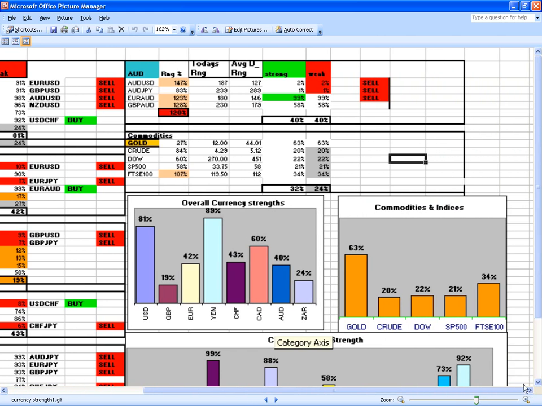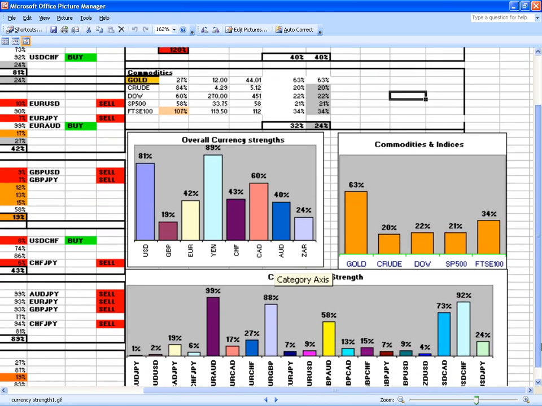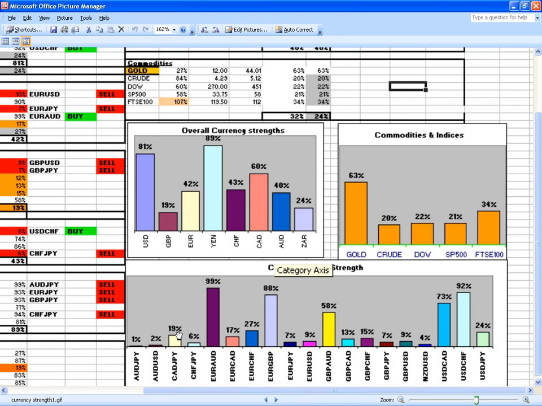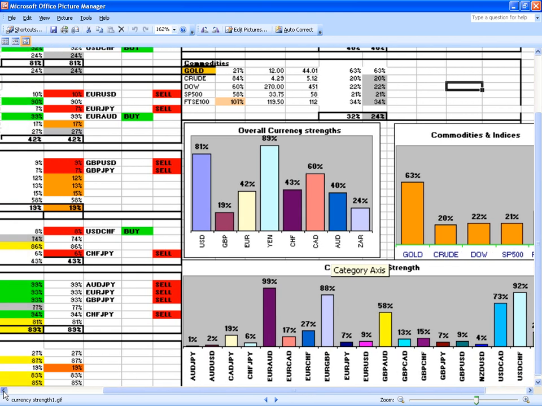If we move across here, you'll see it shows you the commodities as well. So you can get a clear picture as to what is happening on the currency market and commodities, as well as the various stock market indices. Here I've got gold and crude oil, and then we've got the Dow, S&P, and the FTSE. At the bottom here, we've got all your individual currencies. Now, this is not the overall strength, it's your individual currencies that are being measured.